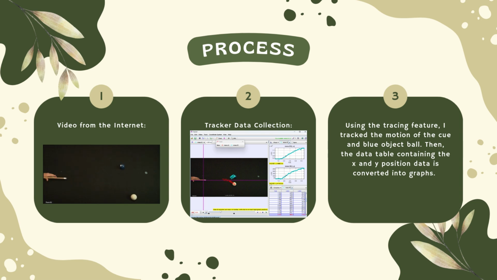I got this video from the internet and it's playing right now. It's just a cue ball striking an object ball, and I got some tracker data from that. I traced both balls, as you can see, the red and the blue little dots there. As a result, graphs were produced, and then there's the data table on the bottom. Using the tracing feature, I tracked the motion of both of them, and those graphs helped me determine whether or not momentum was conserved and whether or not kinetic energy was conserved.